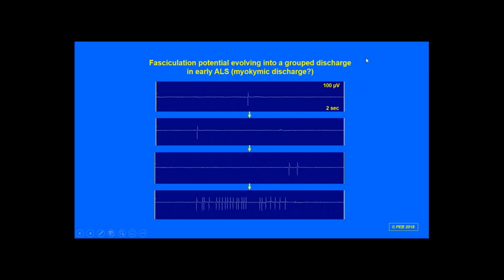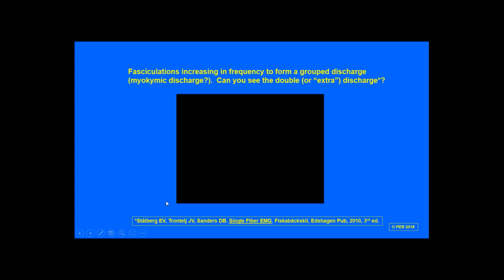Here, this is evolving into a group discharge. Should we call it a myochemic discharge? So here's one sweep, here's another. It suddenly starts to get a friend here, and then all of a sudden there's multiple. But let's look at it as a video. Why not? And also, can you see the double or extra discharge?